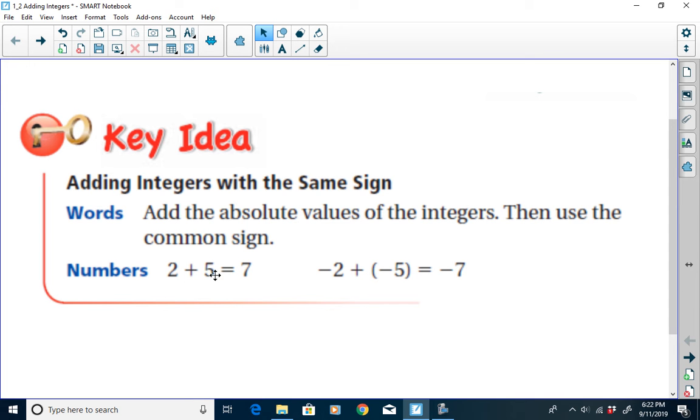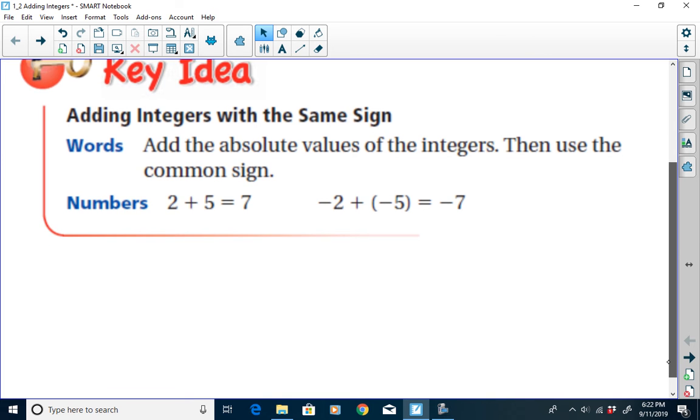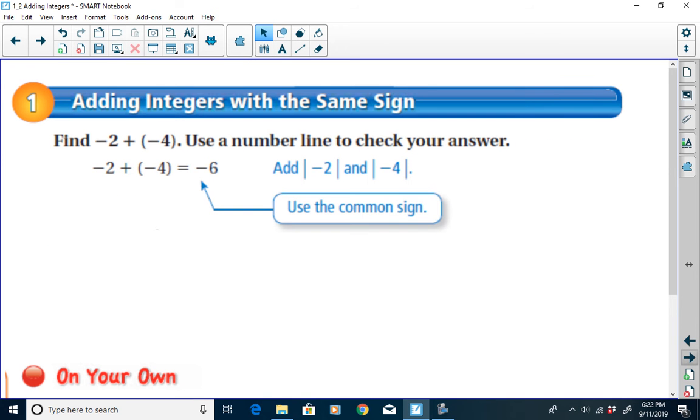If we're adding two negative integers, negative 2 and negative 5, I add their absolute values once again. The absolute value of negative 2 is 2, the absolute value of negative 5 is 5, 2 and 5 is 7, but I keep the sign the same, so because both integers were negative, the sum is going to be negative. So that's our first rule of adding integers, and we'll take a look at some examples using that rule.